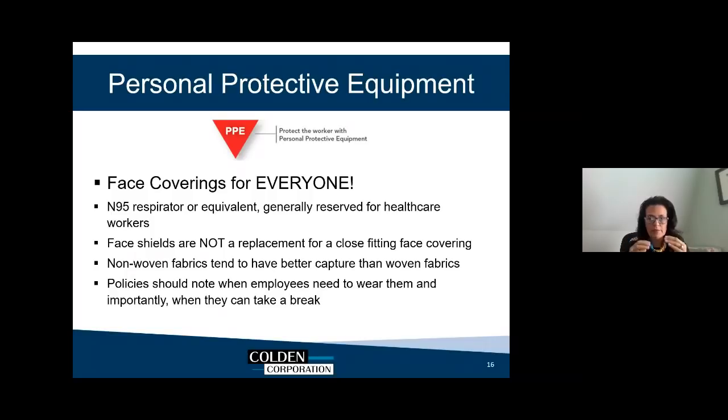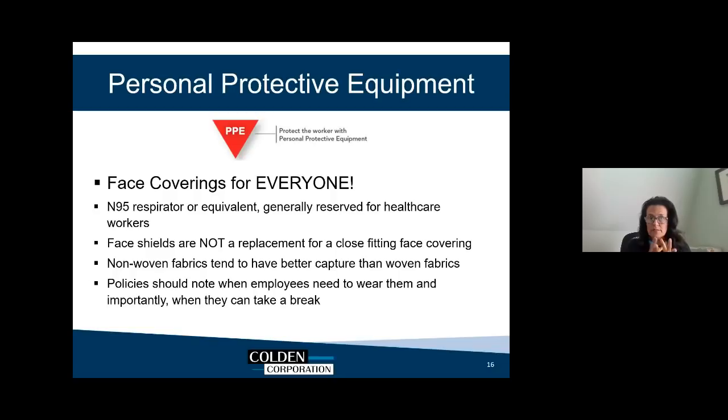There are various levels. I have subject matter experts at Colden who all day long, all they think about is respiratory protection, the full gamut, okay? So a couple of things. We're reserving our N95 respirators and equivalents for healthcare. Right now, we still have a shortage of those. Face shields are not a replacement for a close-fitting face covering, okay?